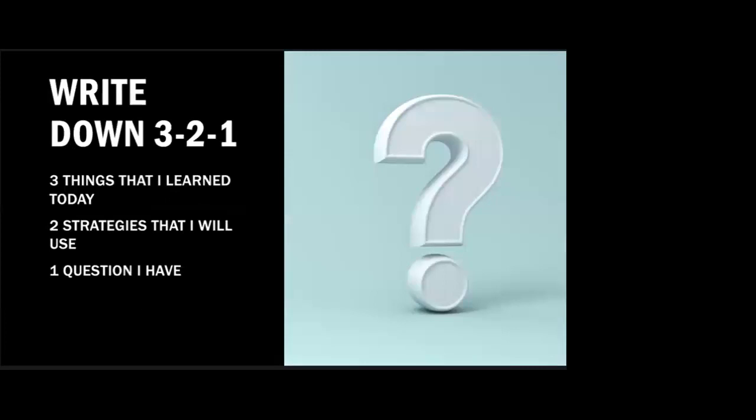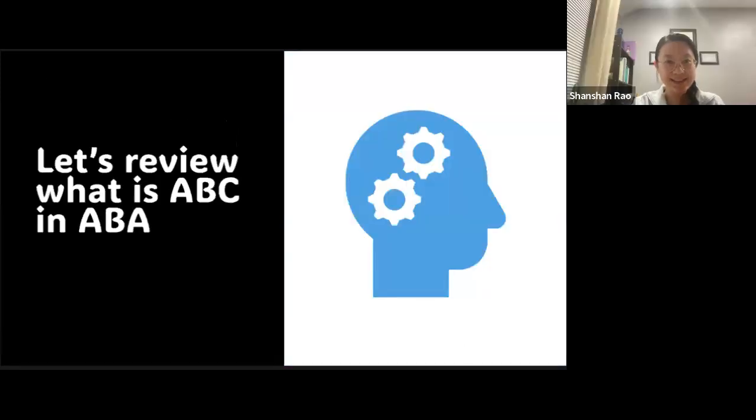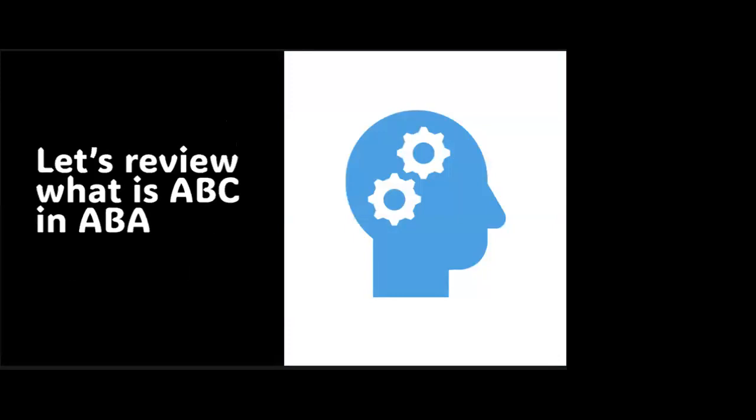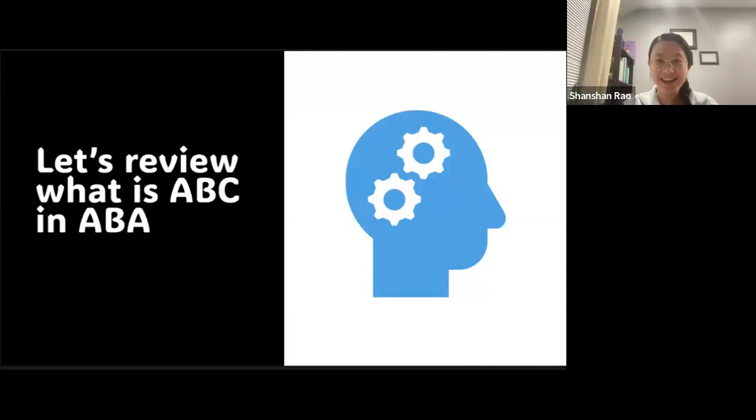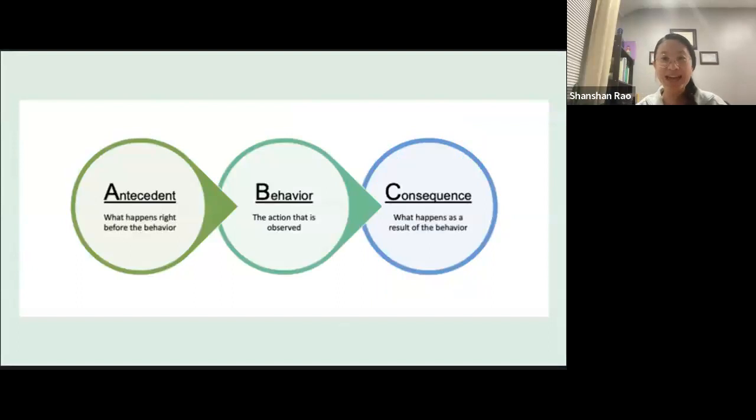Okay, you got it? Shan, I can try about ABC. Oh, sure. Go ahead, Tsai. Okay. A is antecedent before the behavior, B stands for behavior, and C means the consequences after the behavior. Excellent. That's right. You got it. Yes. So A stands for antecedent. What happened right before the behavior? B stands for the behavior, the action that we can actually see. C stands for consequence. What happened as a result of the behavior, or what's our response to the behavior?